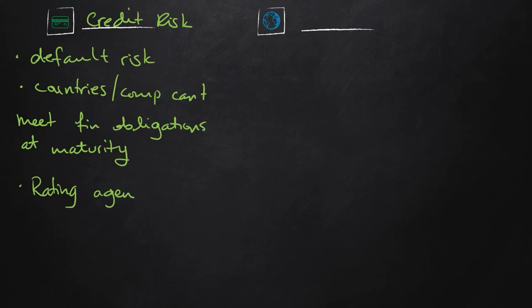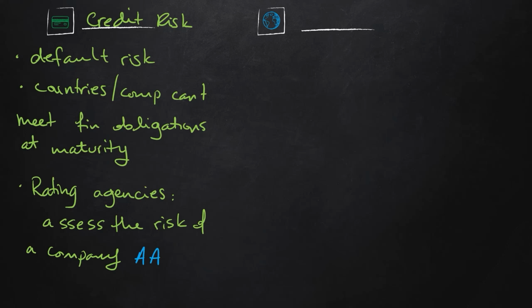that loan or bond. And so we have something called rating agencies, who assess the risk of a company, for example, Moody's. What they do is they rate the bonds from the companies or countries on a scale of AAA to C, with AAA being the best possible bond you can invest in, and C being junk. Actually, they are known in the industry as junk bonds.